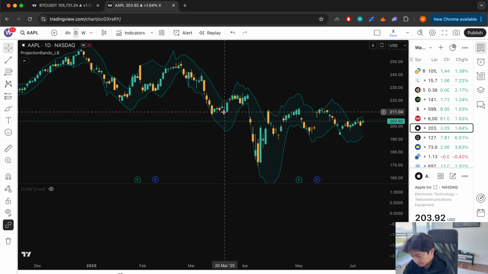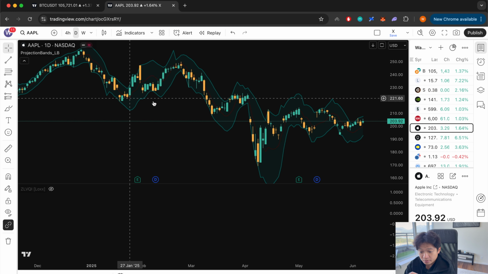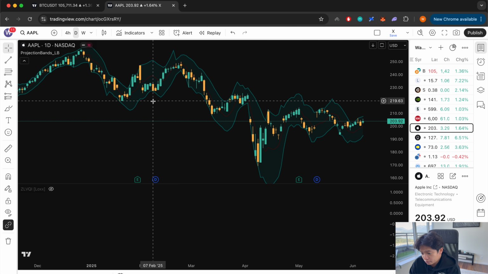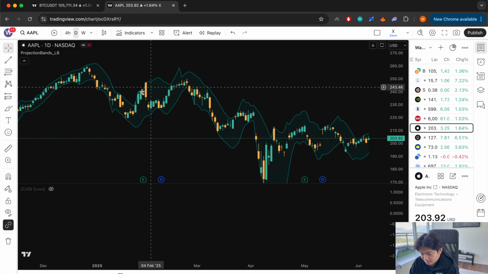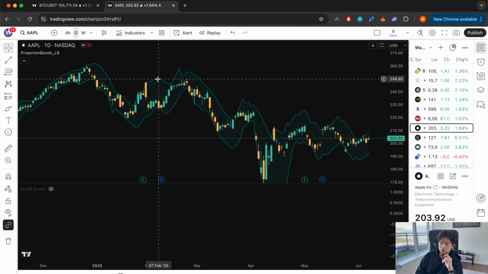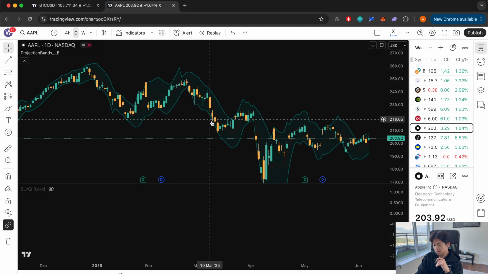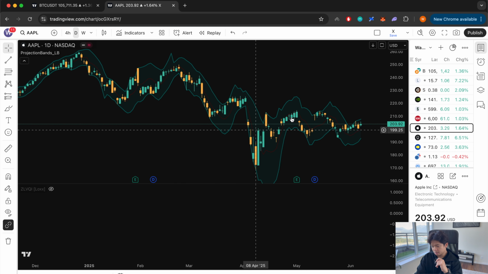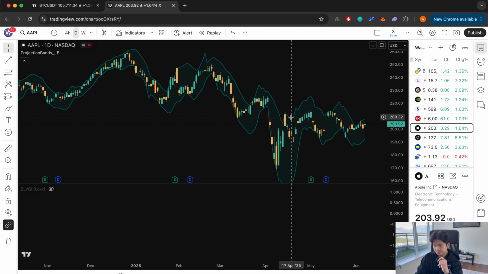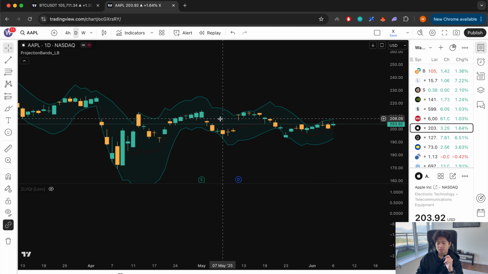Now this one's pretty simple. Like other indicators, both of these are free, by the way, just on TradingView. The closer the candle is to the top band here, the more likely it is to be overbought, so you could take that as a sell signal. And of course, closer to the bottom of the band, or the lower band, it is a potential buy signal. So it means it's oversold.